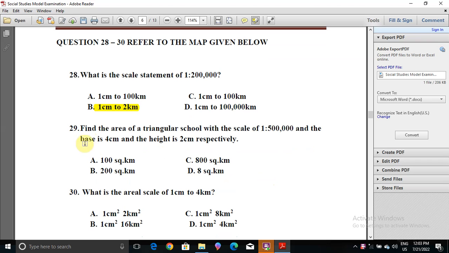Okay, now in question number 29, find the area of triangular school with the scale of 1:500,000, and the base is 4 centimeter and the height is 2 centimeter respectively. So what we will do here, of course, it will be 1/2 times 20, then 10 times 10 is equal to 100 square kilometer.